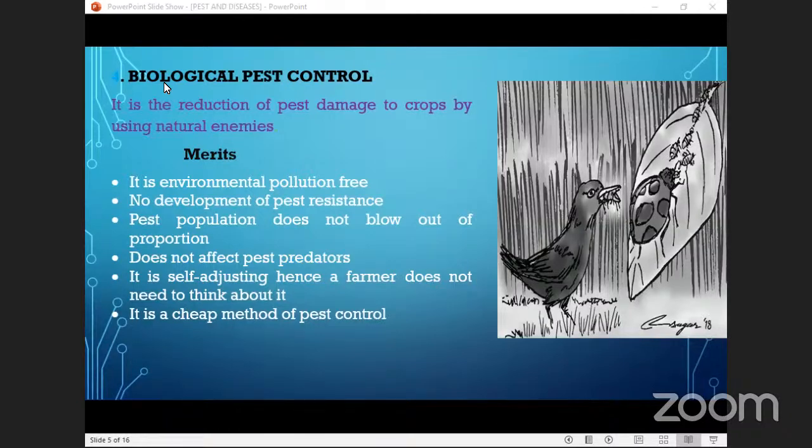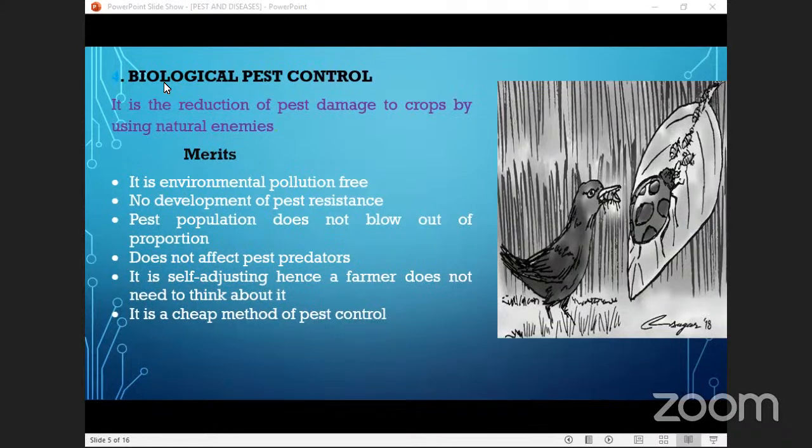garden. And the other advantage says it does not affect pest predators. The predators are these organisms which eat other organisms. For example, you are a predator to a cow or chicken because you eat it. So such animals, such organisms which feed on other organisms are not destroyed by this method.